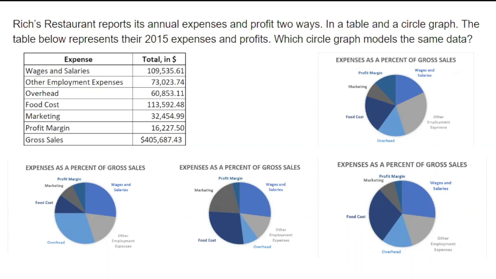Which circle is this, the same table, the table one? Absolutely. So which circle graph is giving the same information as the table? Now, obviously, the tables and the graphs look a lot different, but we have different ways to visualize or to organize the same data. So can we find the ones that match?